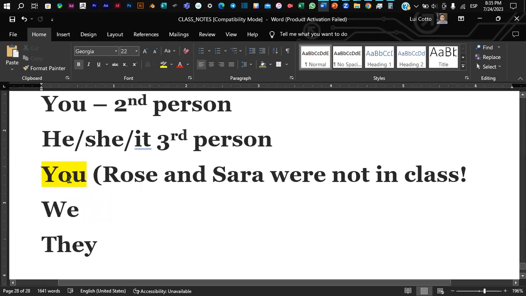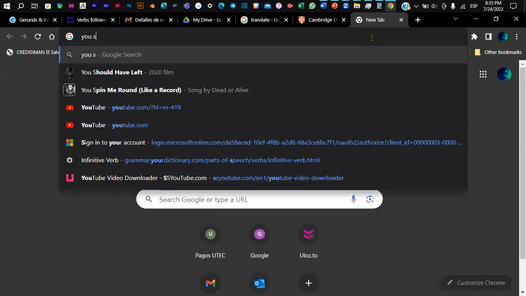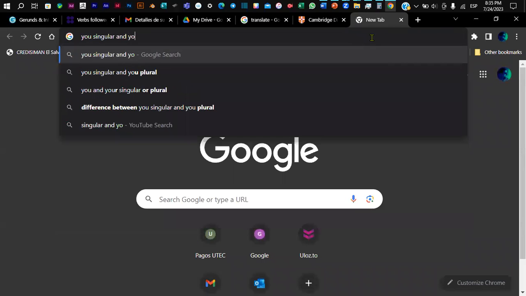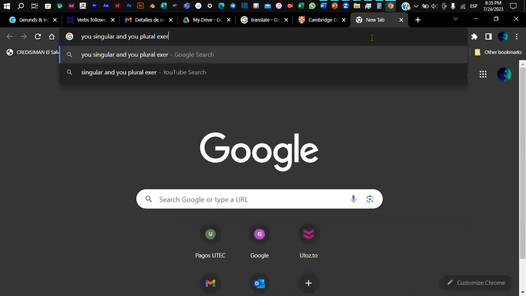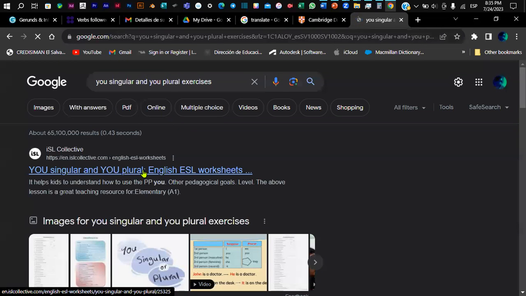How are you going to practice this? ¿Cómo va a identificar cuando es you plural o singular? Doing grammar exercises. Haciendo ejercicios de grammar. Okay. You can do this. You singular and you plural exercises. Okay.